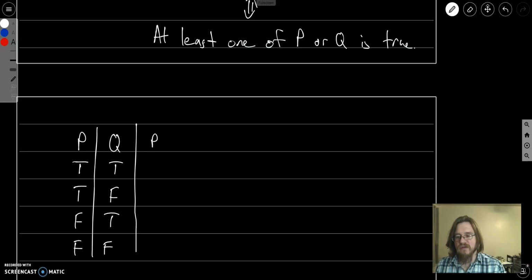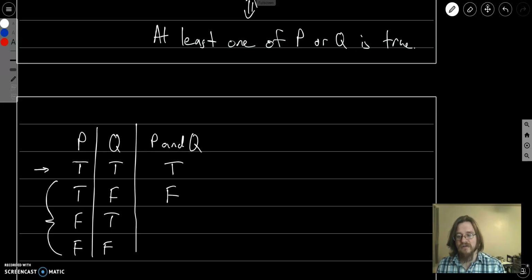So when we look at P and Q here, we see that in order for P and Q to be true, both P has to be true and Q has to be true, which is this row right here. But when we look at any of the other three rows, we see that in the second row, Q is false. So P and Q is false because it needs both of them to be true.